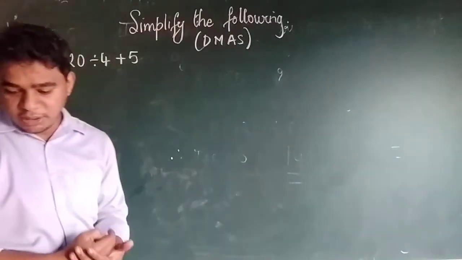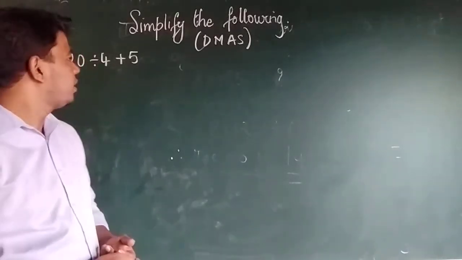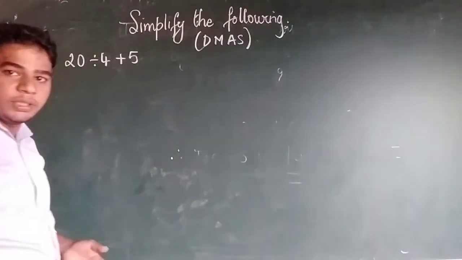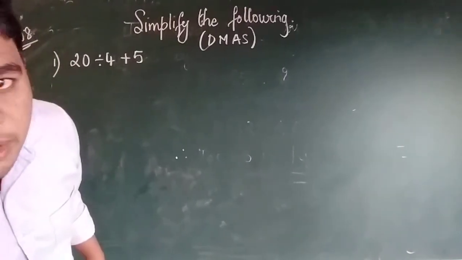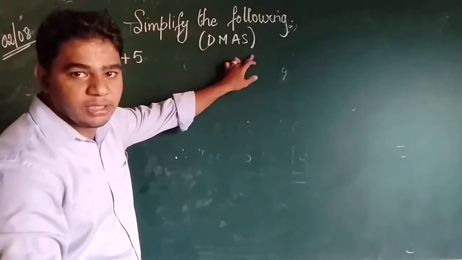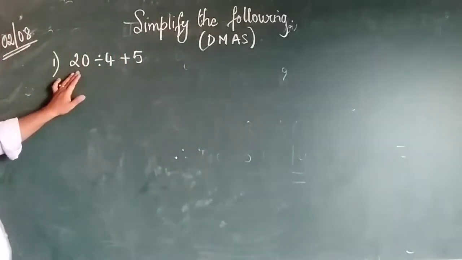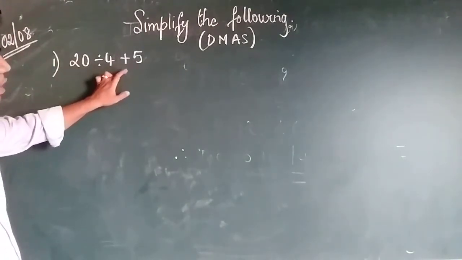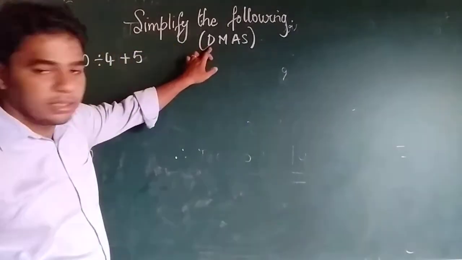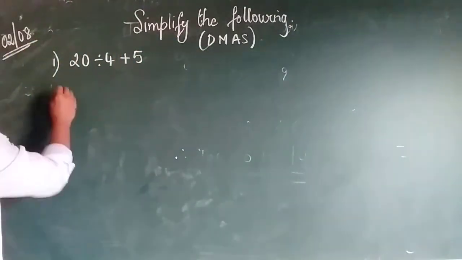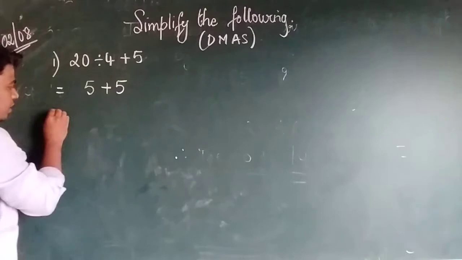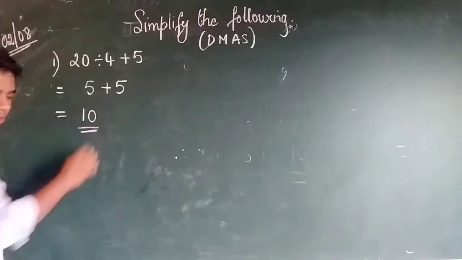So let's start the first problem. Simplify the following. So we have to just simplify this and get the final answer. For this, you have to know the DMAS, that is division, multiplication, addition and subtraction. Okay. So here we have 20 divided by 4 plus 5. So we have addition and division. But as per DMAS, division will come first. So we will get the answer. 20 divided by 4 is 5, plus 5 is equal to 10. So this is your answer.